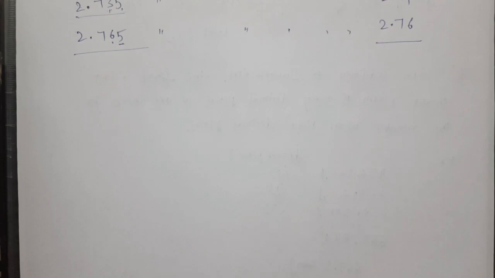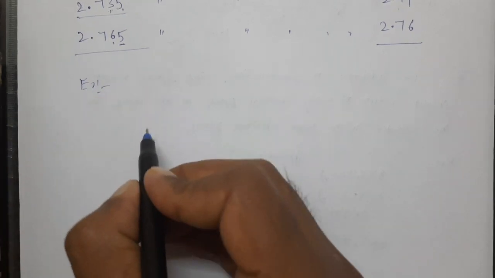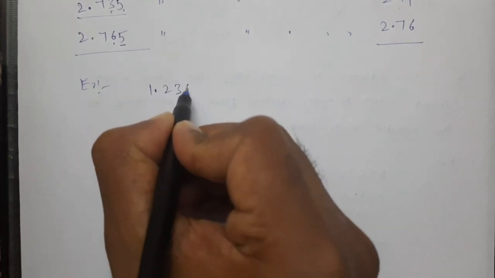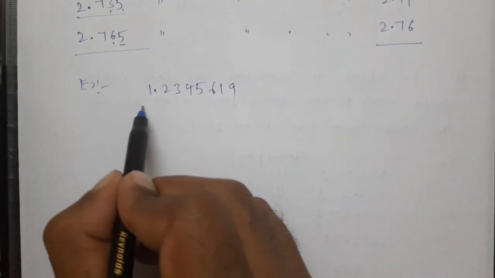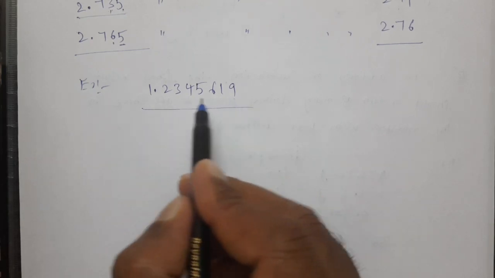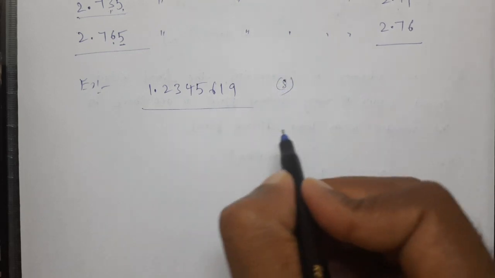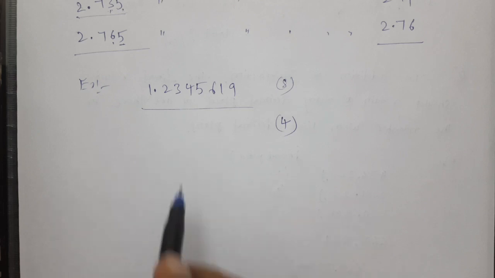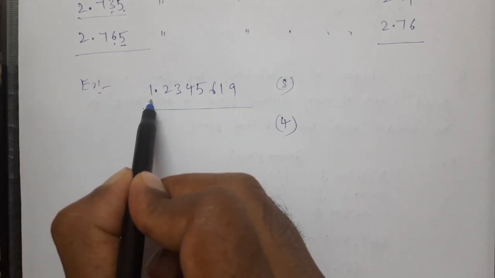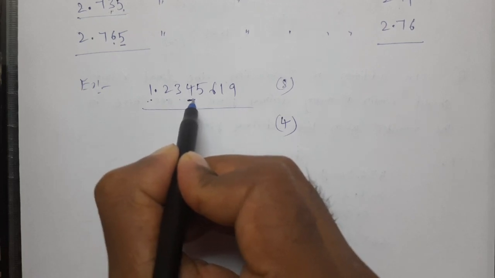Now I will take a few examples. I have a number, 1.2345619. In total, how many significant figures are there? Actually 1, 2, 3, 4, 5, 6, 7, 8. We have 8 significant figures. But I want to get only 4 significant figures. That means I have to round off to only 4 digits. From here we count 1, 2, 3, 4. That means we want to round off at the fourth digit.